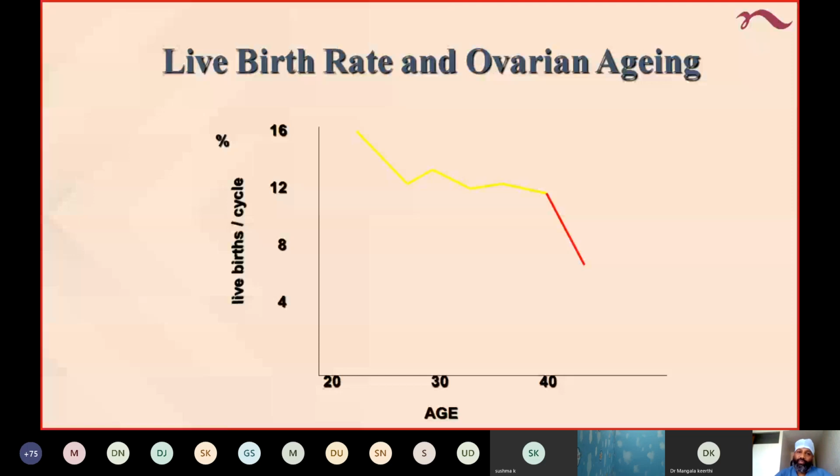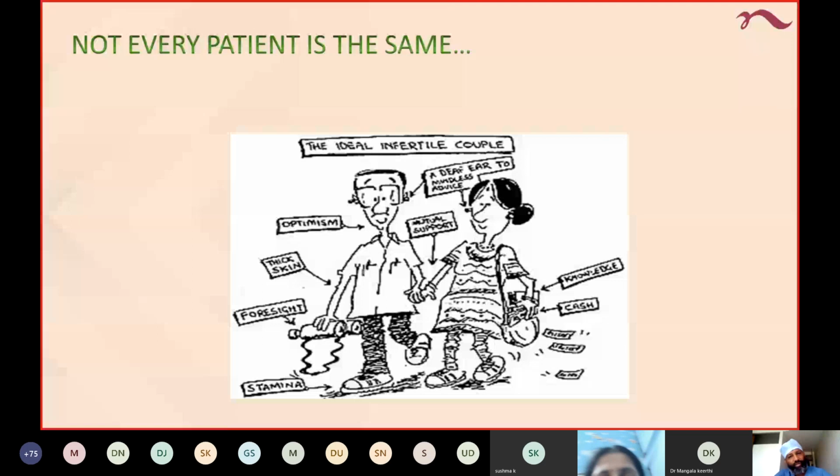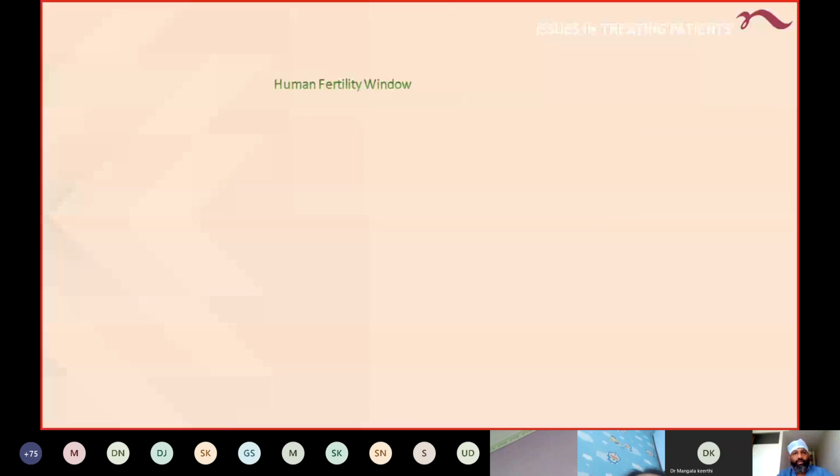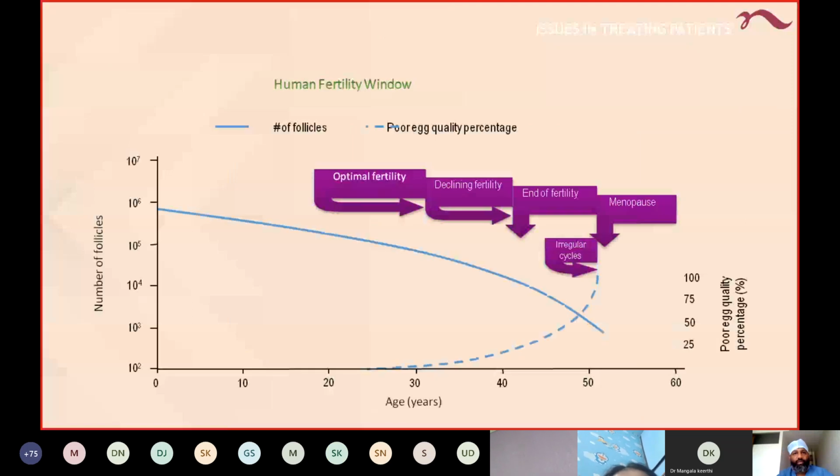So, not every patient is the same because they come through a lot of hardships and they have spent a lot of money. They have handled a lot of social stigma and other things. Yes, but then they should be more courageous and optimistic, thick-skinned, having foresight and having more stamina to undergo further treatment.